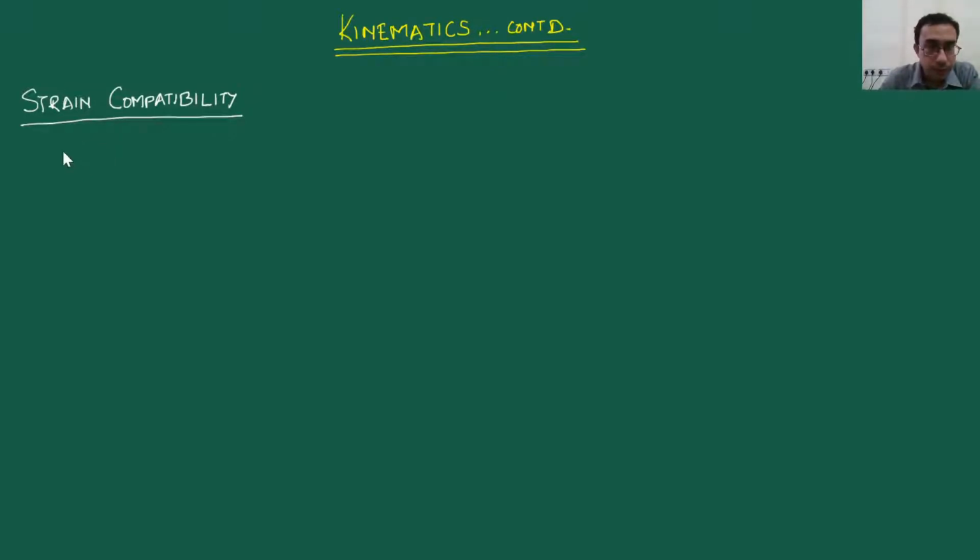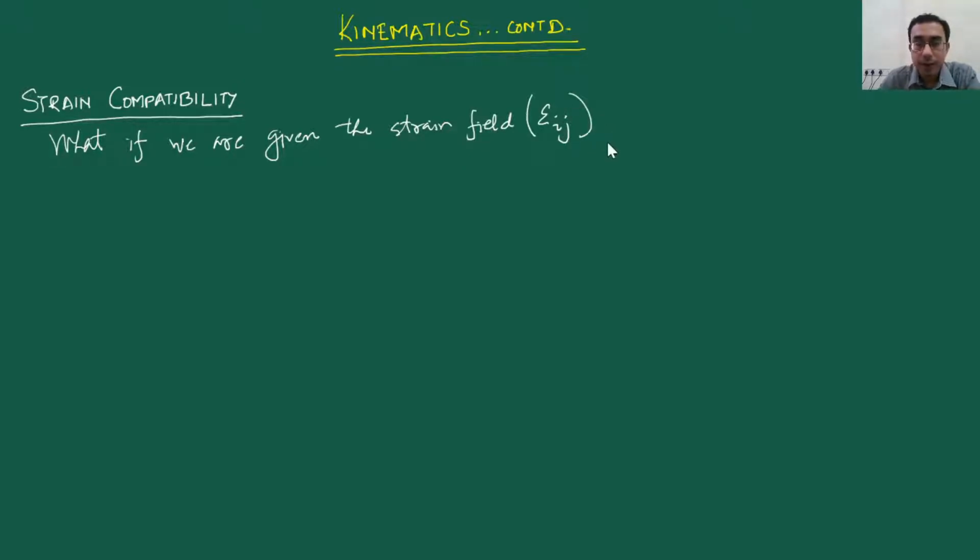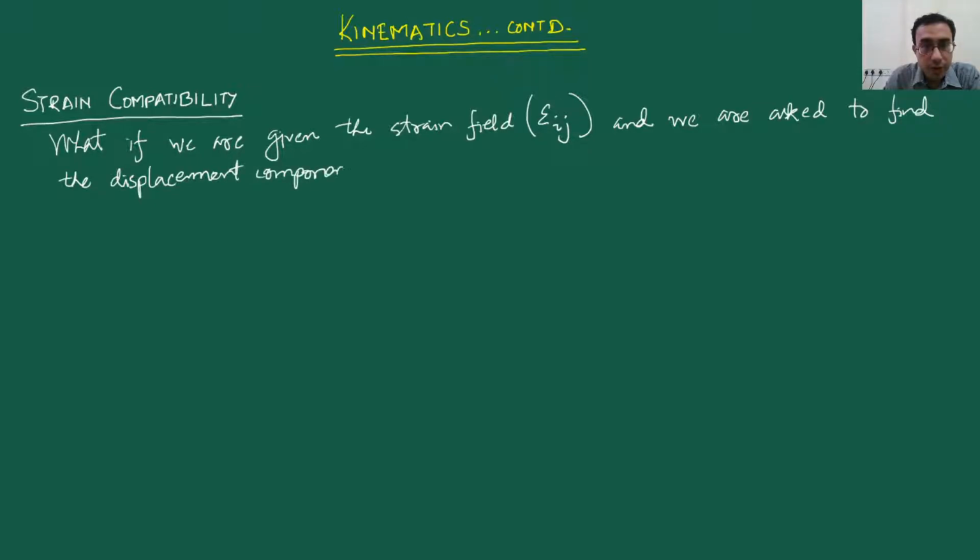What if we are given the strain field, that is, we are given the various components of epsilon ij, and we are asked to find the displacement components? So the situation is completely reversed now.